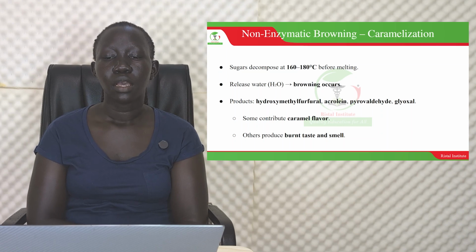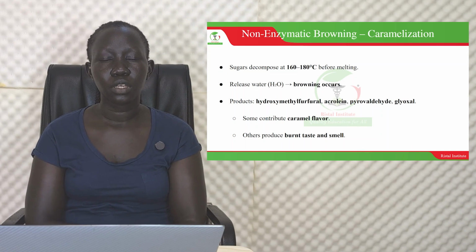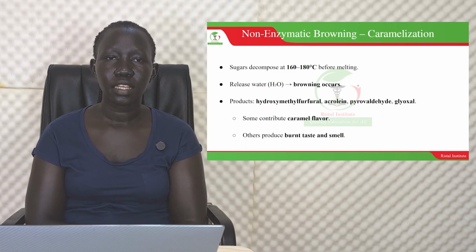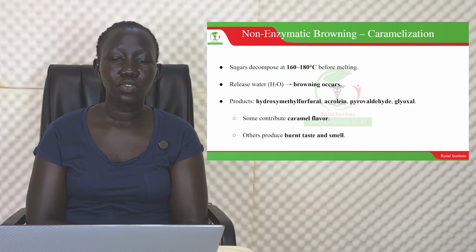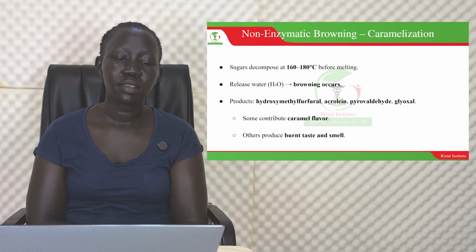Non-enzymatic browning, and this is the process we call caramelization. Sugars can decompose at a temperature of 160 to 180 degrees Celsius before melting, and they release water, leading to browning. The products here are hydroxymethylfurfural, then acrolein and pyruvaldehyde, and then we also have glyoxal. Some of these caramels contribute to caramel flavor and produce burnt taste and smell.